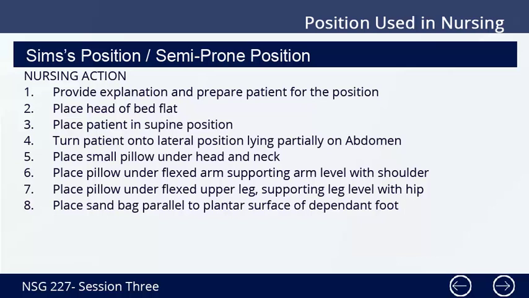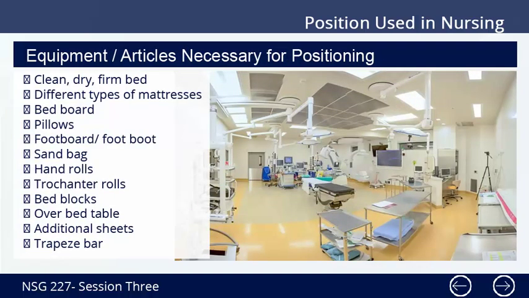Prevents plantar flexion. Equipment or articles necessary for positioning. 1. Clean, dry, and firm bed. 2. Different types of mattresses. 3. Bed board. 4. Pillows. 5. Footboard or footboot. 6. Sandbag. 7. Hand rolls. 8. Trochanter rolls. 9. Bed blocks. 10. Overbed table. 11. Additional sheets. 12. Trapeze bar.